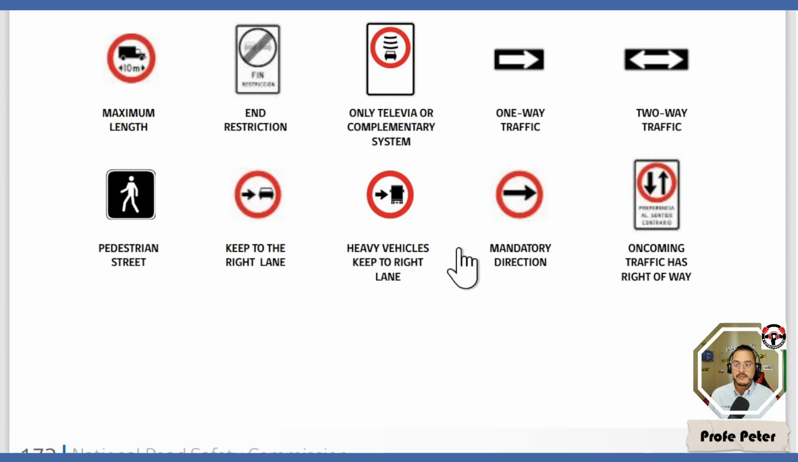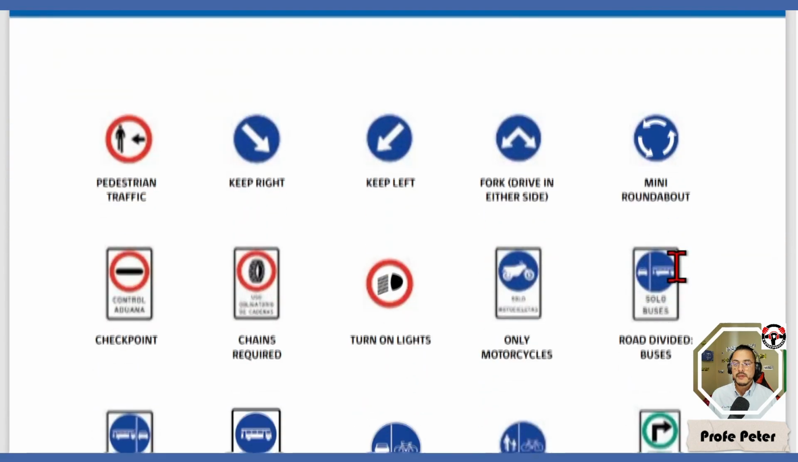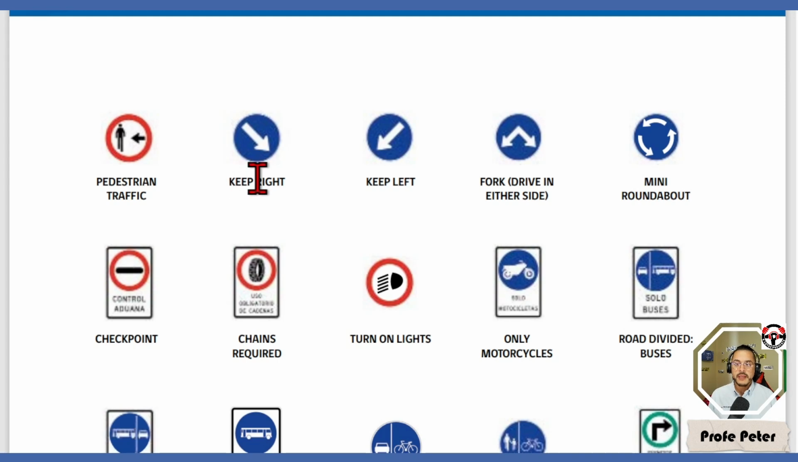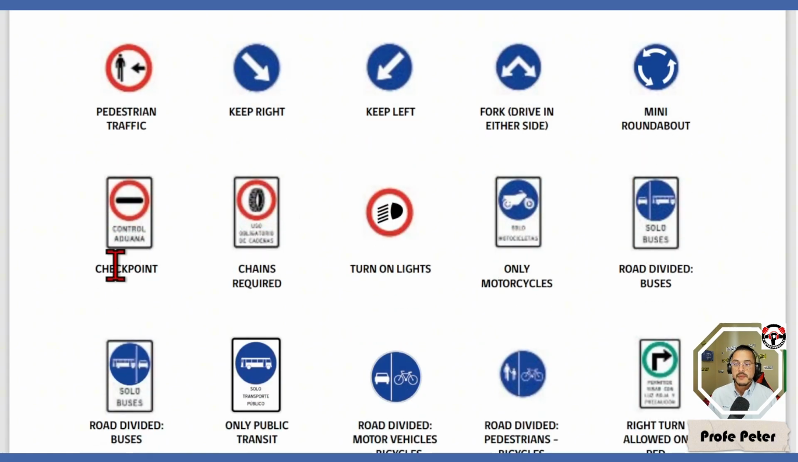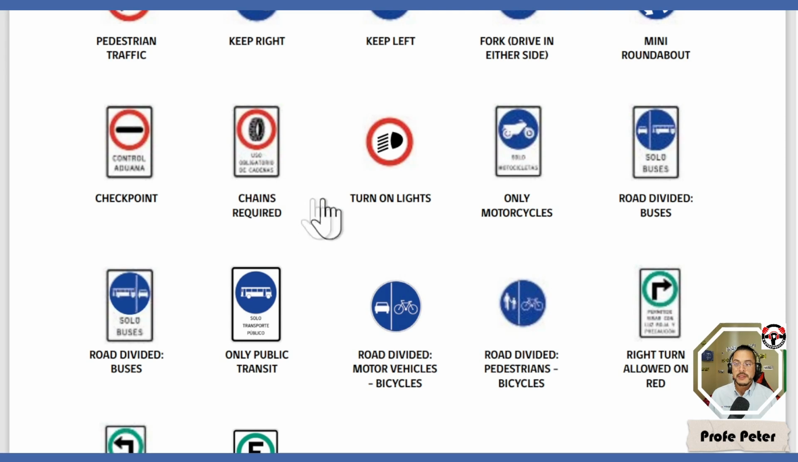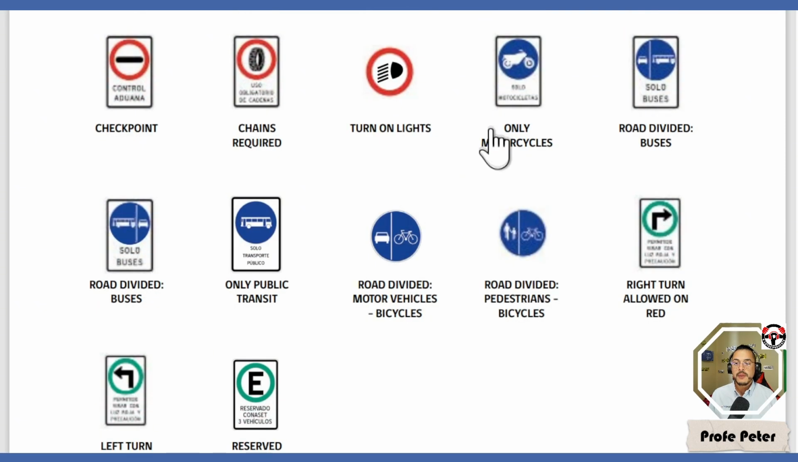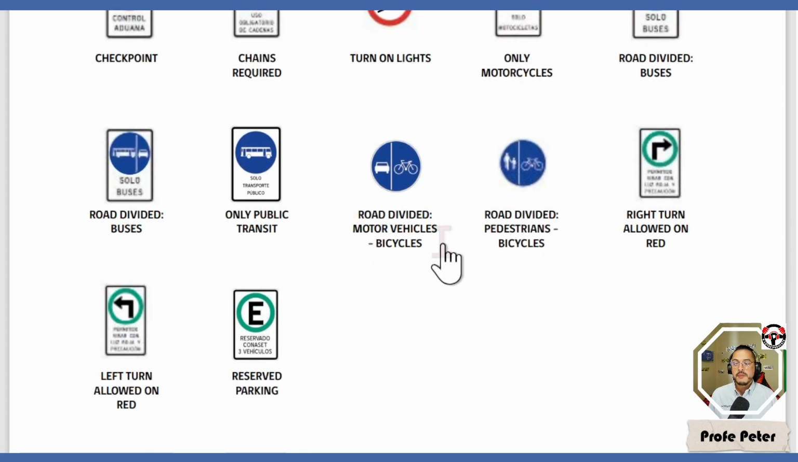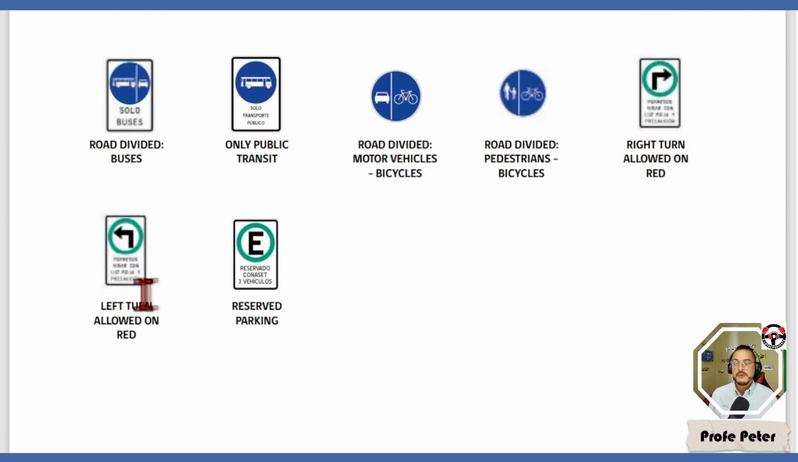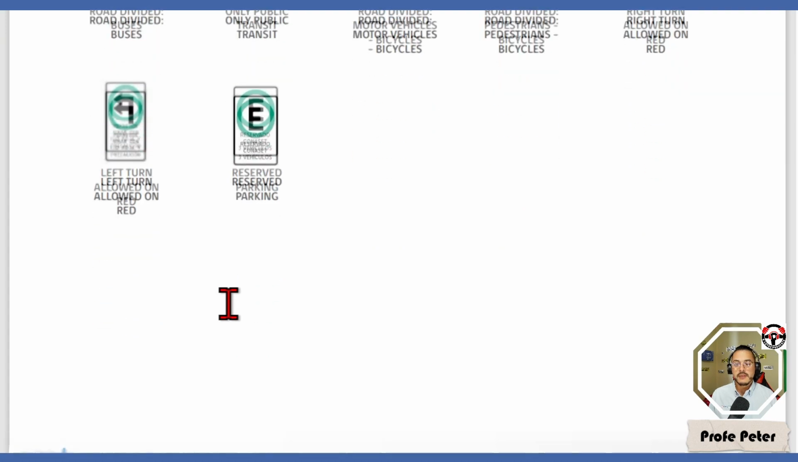have to keep the right lane, mandatory direction, oncoming traffic has right of way, pedestrian traffic, keep right, keep left, fork, drive on either side, mini roundabout, the checkpoint, change required, turn on lights, only motorcycles, road divided buses as well, only public transit, road divided between motor vehicles and bicycles, road divided between pedestrians and bicycles, right turn allowed in red, left turn allowed in red, reserved parking.